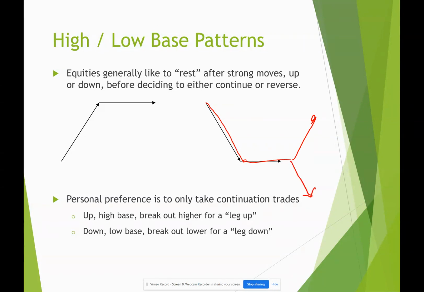My personal preference is that if we have a leg up and it consolidates, I don't like to take a breakdown unless we have a triangle. I'm not going to cover triangles in this; I'll cover triangles in another one. I generally don't like to take those. I really only want to take trades that then decide to break up. And if it's a leg down, I really only like to take trades that are going to leg down. So they're going to consolidate and then continue going down. That's my personal preference.